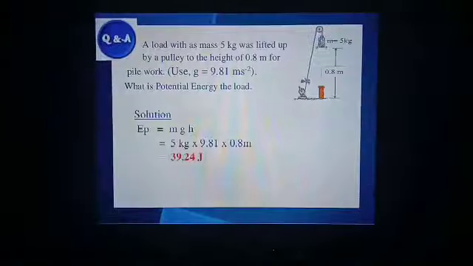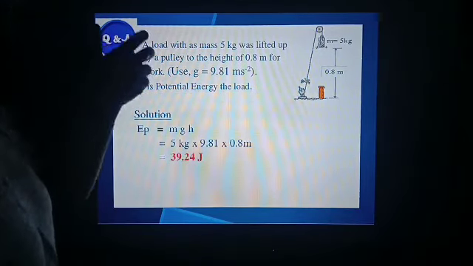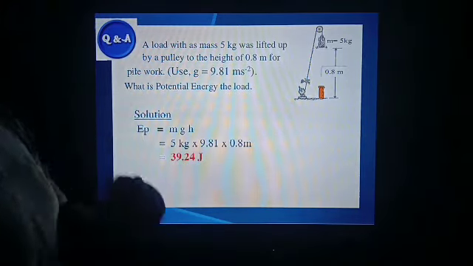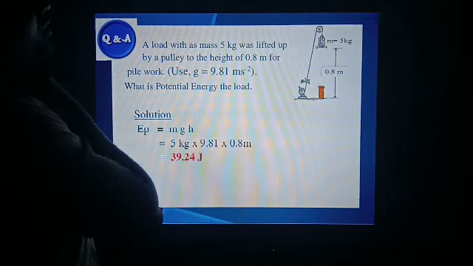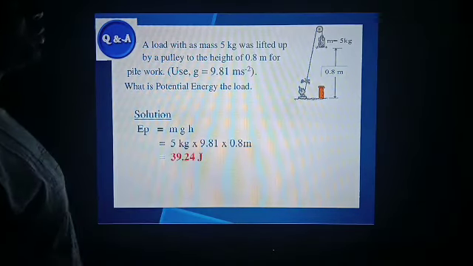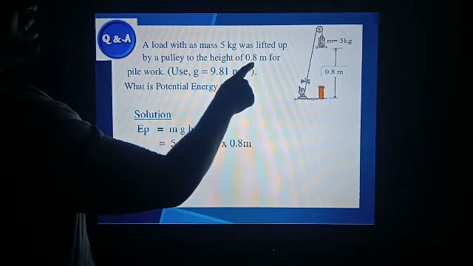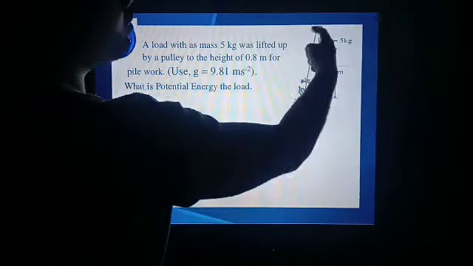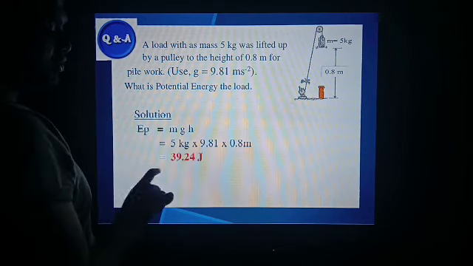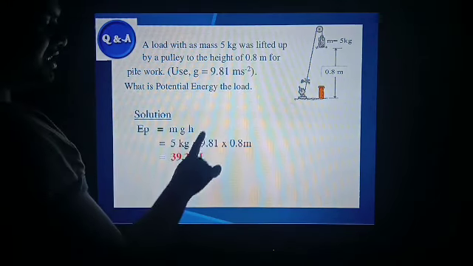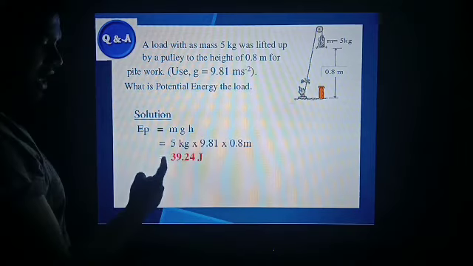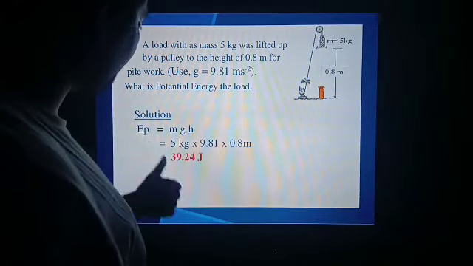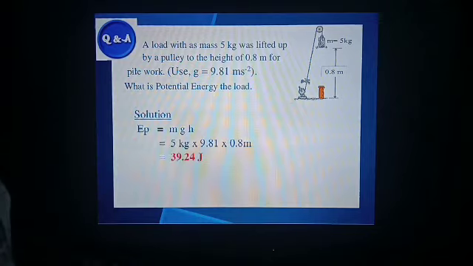Let's take another example. In this question, we are going to find the potential energy gained by the body as well as the work done. Both are similar things. See the question. A load with a mass of 5 kg was lifted up by a pulley to a height of 0.8 meter. This is M, this is H, and G is given as 9.81 meter per second square. Suppose you are asked what is the work done. So work done is equal to mgh. M is 5 kg, G is 9.81, and H is 0.8. So the answer is 39.24 joule. The similar question may be asked for the potential energy. Potential energy is also mgh. The same answer will be there.